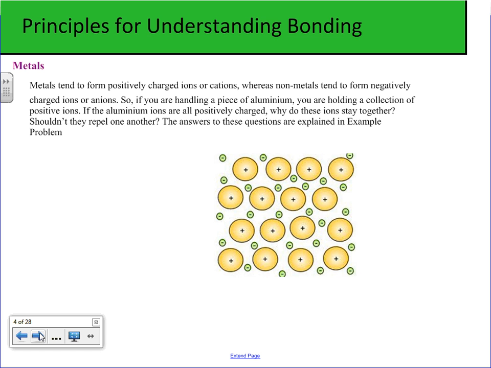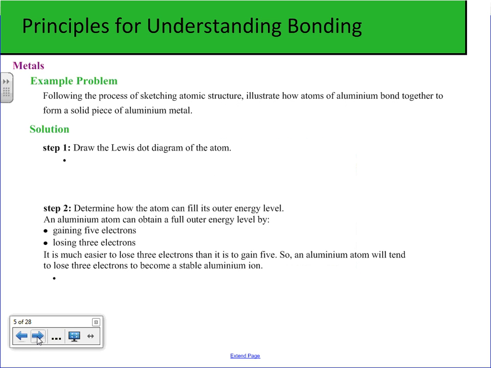So metals tend to form positively charged ions, or cations, whereas nonmetals tend to form negatively charged ions, or anions. So if you are handling a piece of aluminum, you are holding a collection of positive ions. If the aluminum ions are positively charged, then why do these ions stay together? Shouldn't they repel each other? The answer to these questions is explained in this example problem.